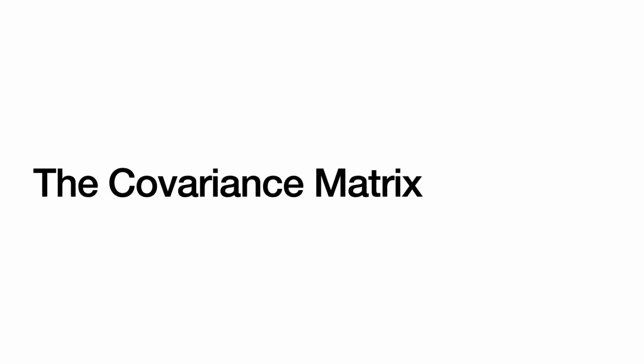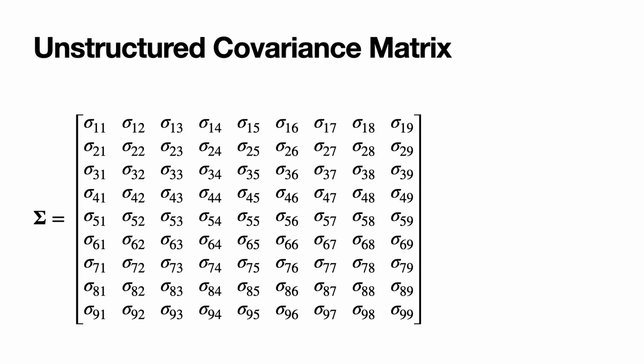So let's look at the covariance matrix. And let's first look at the raw, unstructured covariance matrix. We have 9 manifest variables, V1 through V9. And so the covariance matrix for the vector of manifest variables is a 9 by 9 covariance matrix. Here we're going to represent the entries in the covariance matrix by sigma sub ij, where i corresponds to the row and j corresponds to the column.